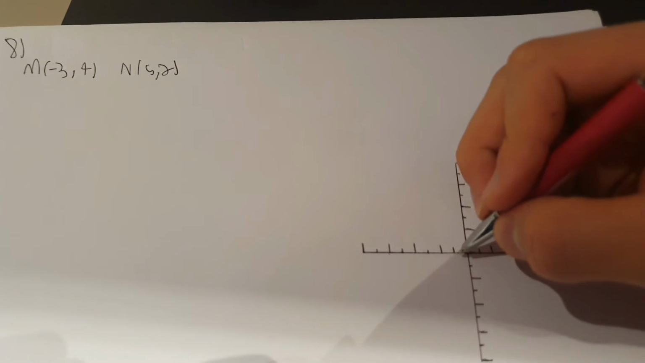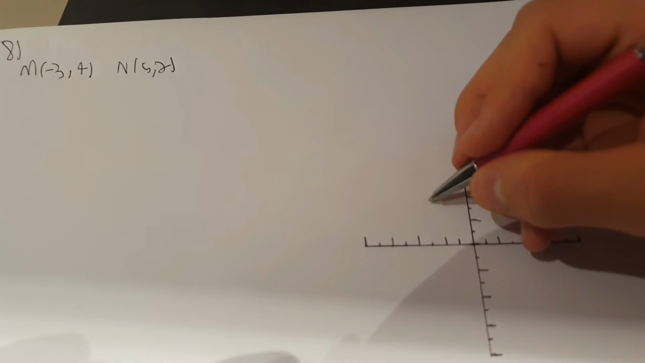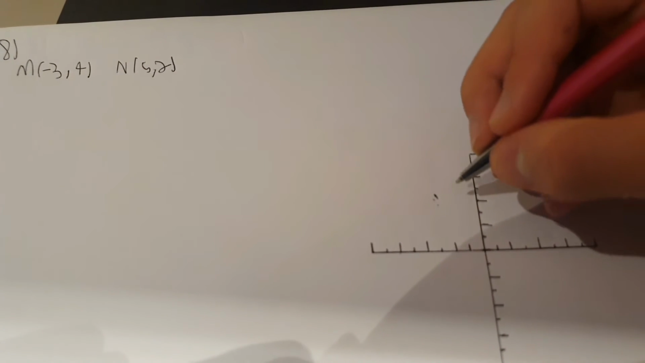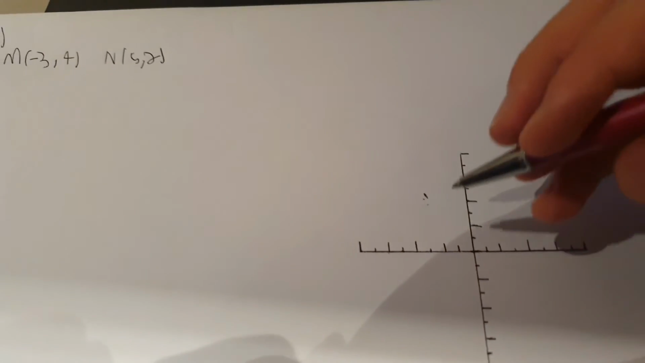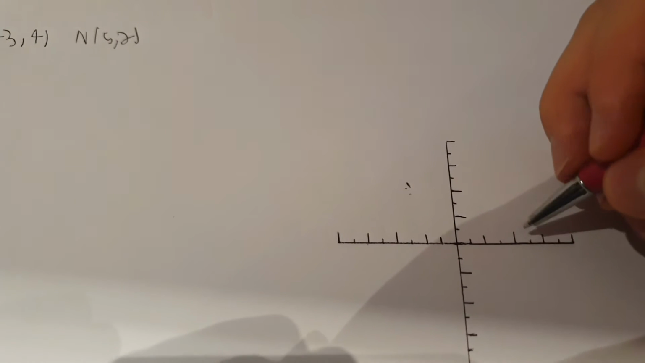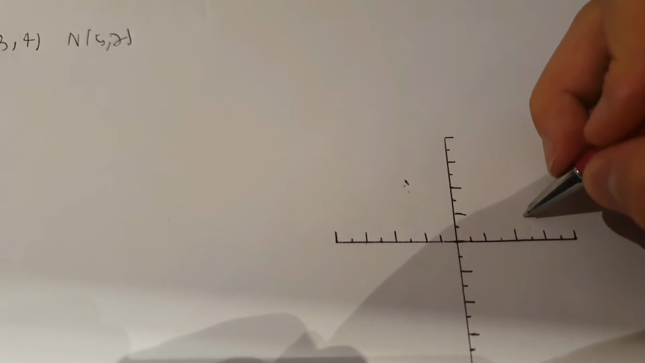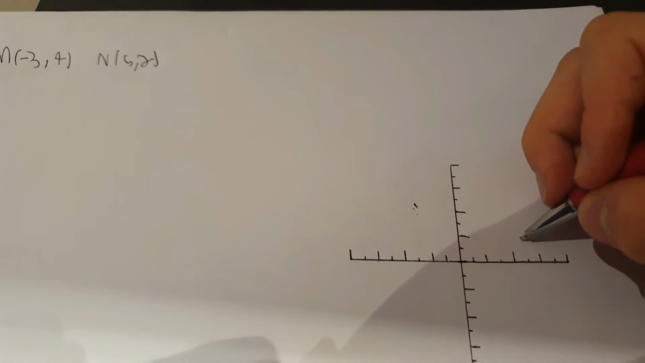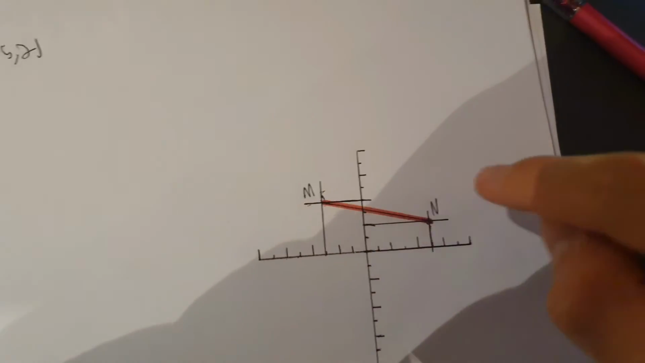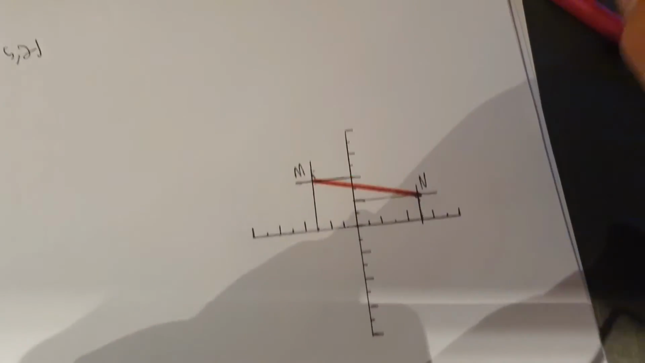So M is going to be -3, 4. So 1, 2, 3, 4. -3 is going to be about here. I don't need to have it perfect because I'm going to align it later. And N is going to be 5, 1, 2, 3, 4, 5, and 2. No, wait, 2 here. Almost messed that up. And I'm going to just join these. Okay, so I just labeled the points and did this. I corrected the coordinates and made the segment.